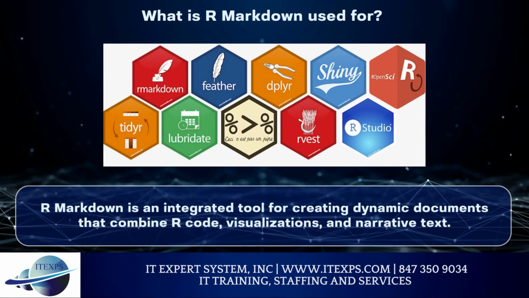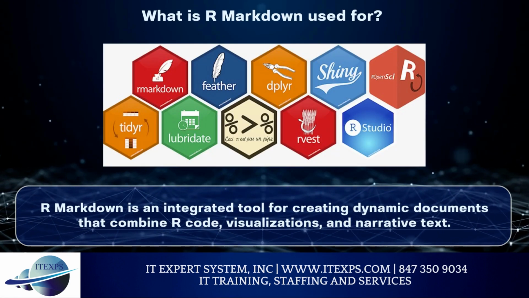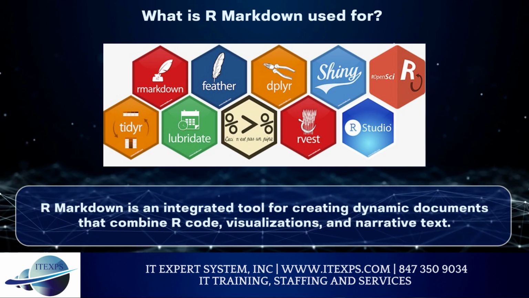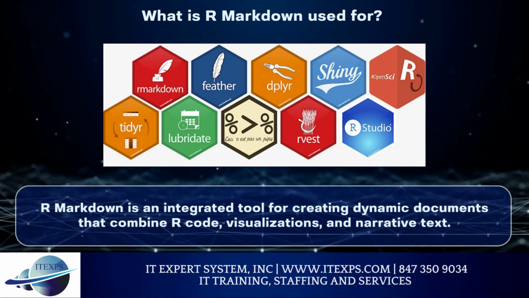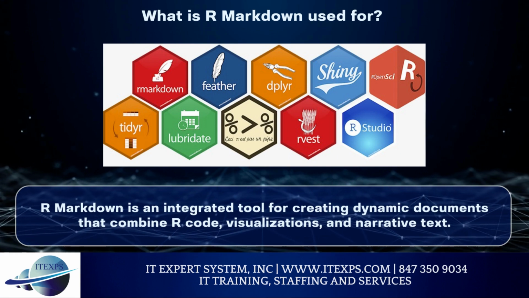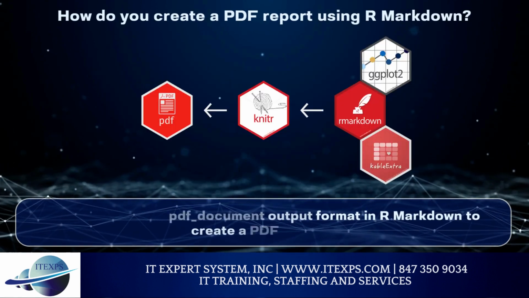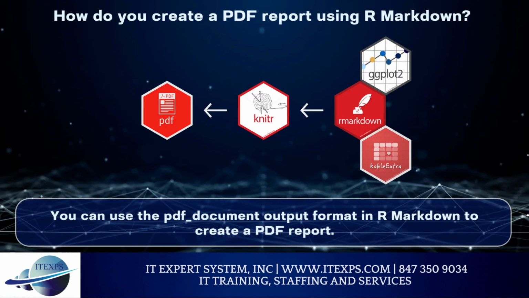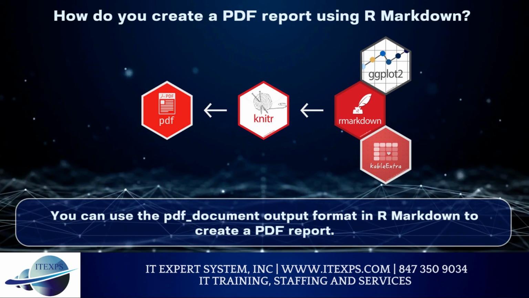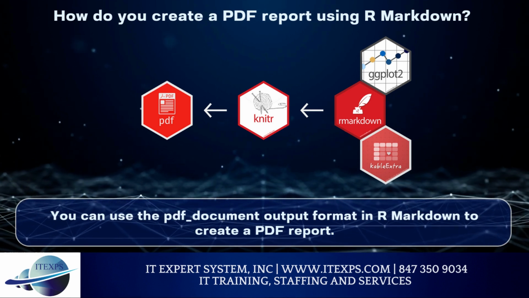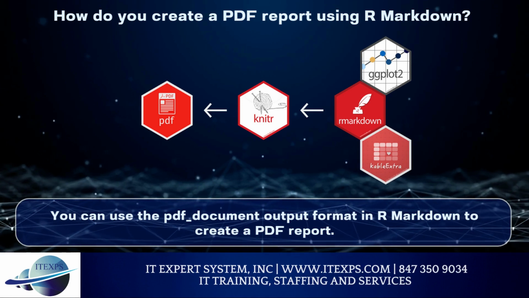What is R Markdown used for? R Markdown is an integrated tool for creating dynamic documents that combine R code, visualizations, and narrative text. How do you create a PDF report using R Markdown? You can use the PDF document output format in R Markdown to create a PDF report.